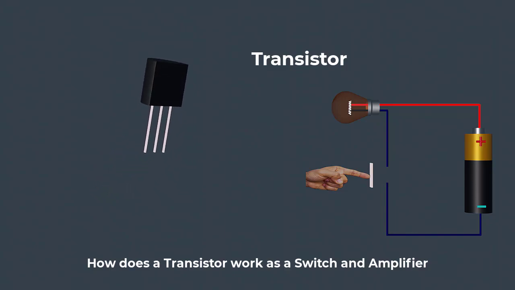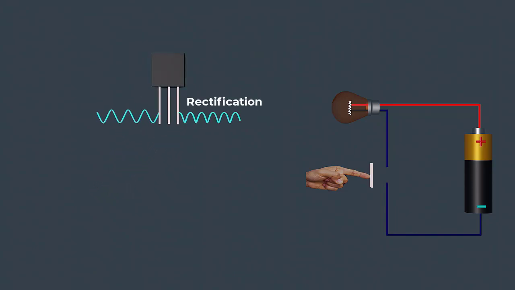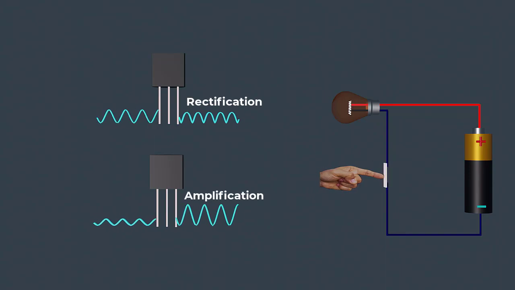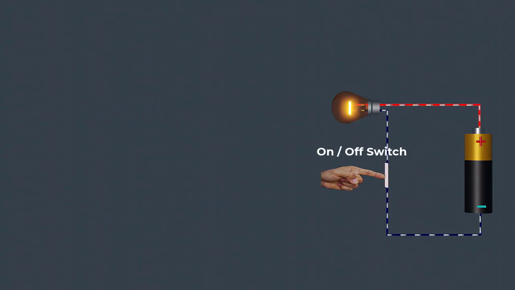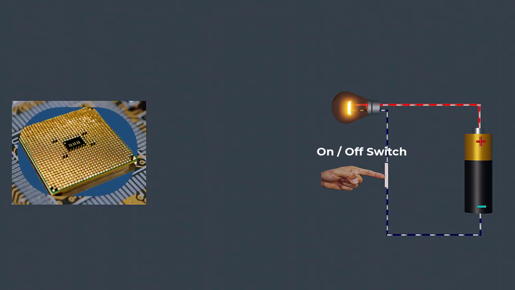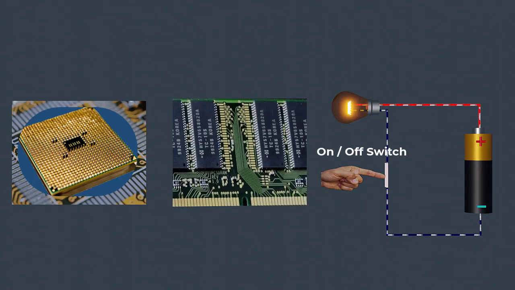A transistor is a semiconductor device that can rectify, amplify, and switch electronic signals. It is used to switch signals on and off. This is used in digital circuits, such as computer processors and memory chips.